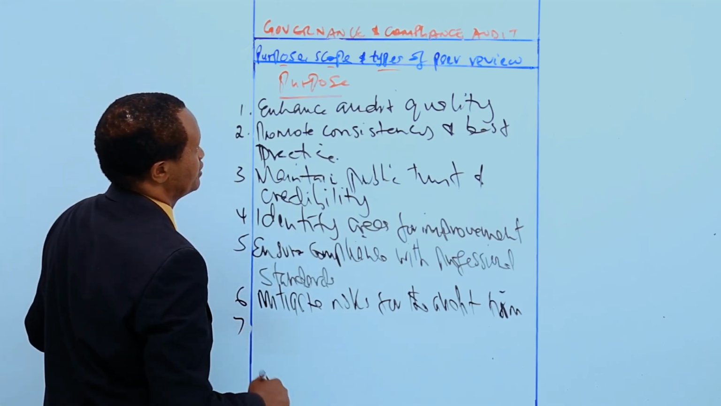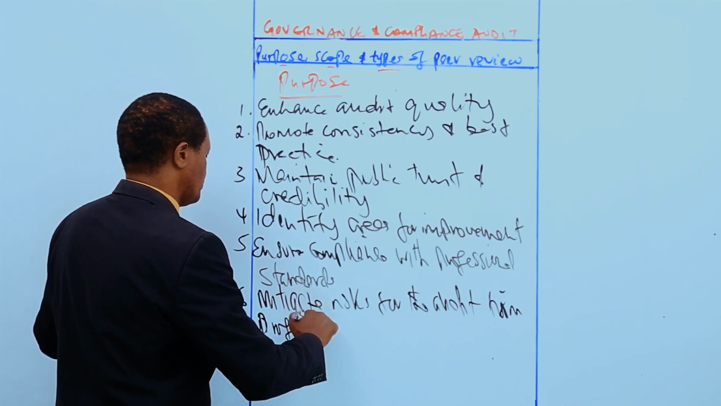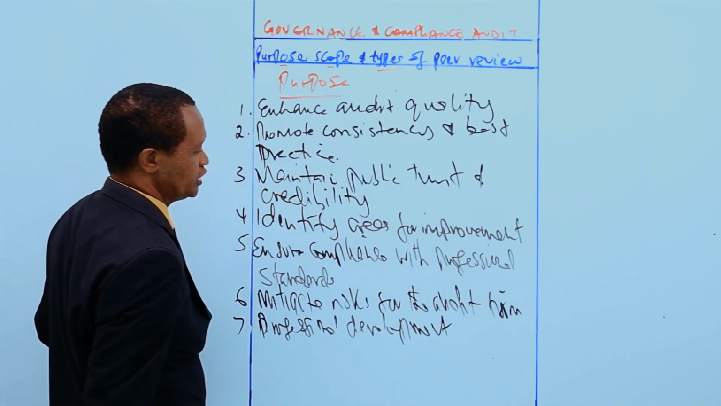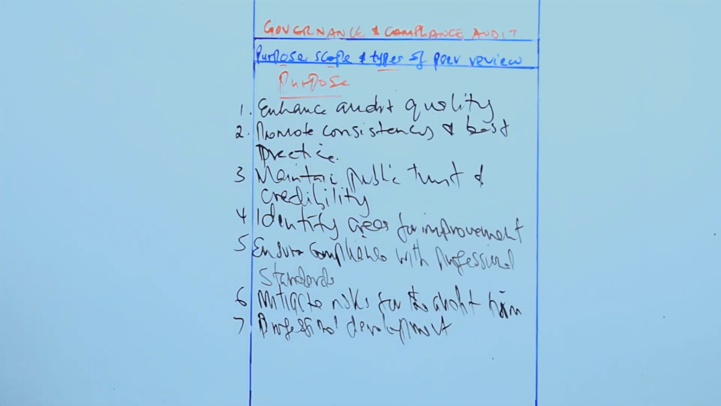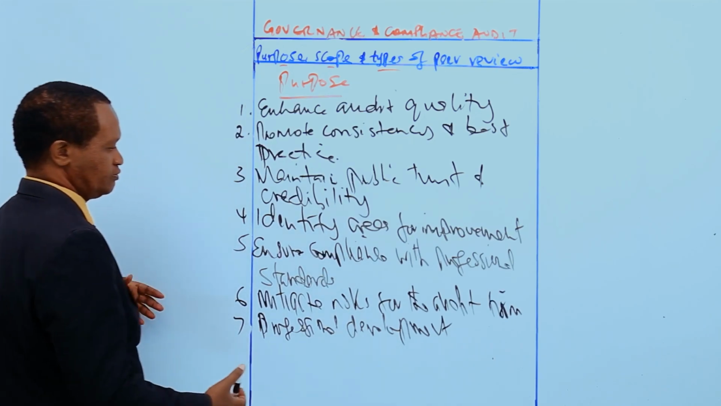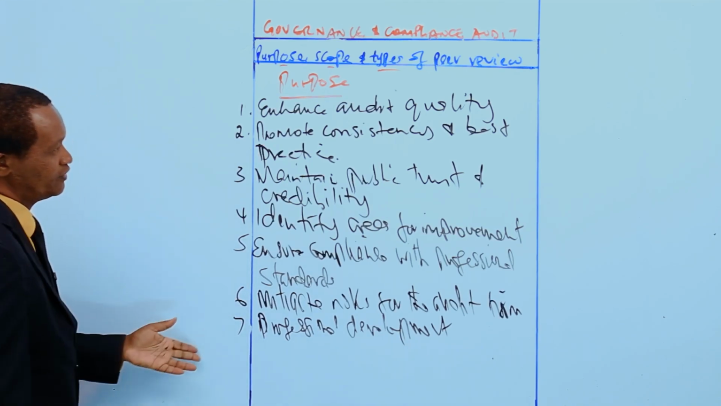The seventh purpose is in relation to professional development. Peer reviews provide an opportunity for the reviewing peers to learn from the practices of others and for the reviewed entity to gain insights for professional growth. Professional development is a purpose of peer review. So these are 7 purposes.